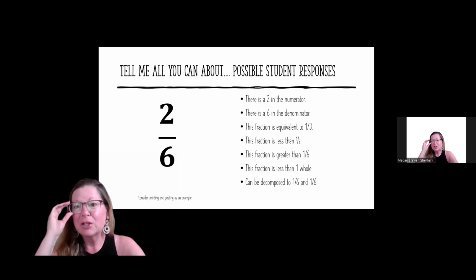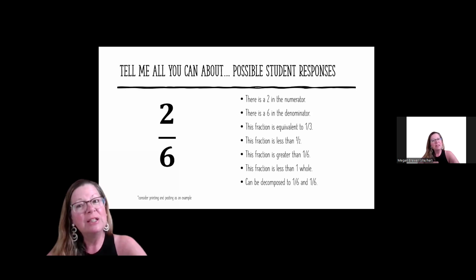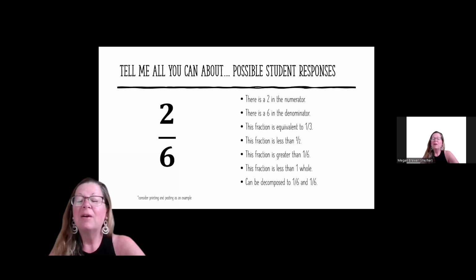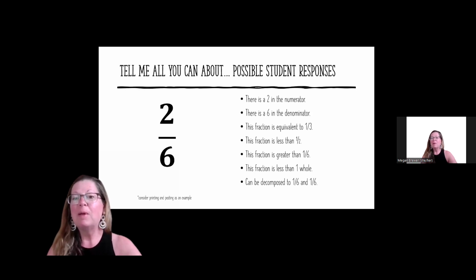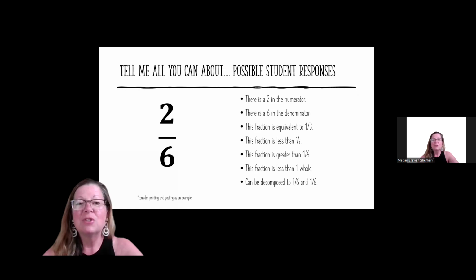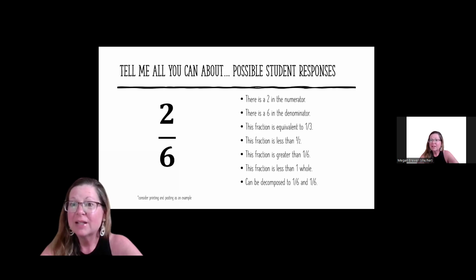Here's an example with fraction. So we'd present 2/6. And again, these are possible student responses. And again, we've got a really low entry point, but we can really learn from our students. And what I mean by that is students can tell us anything that they're noticing about what we're presenting. So students might even say, it's a fraction. That's acceptable. Yes, it is. There's a 2 in the numerator. There's a 6 in the denominator. This fraction is equivalent to 1/3.